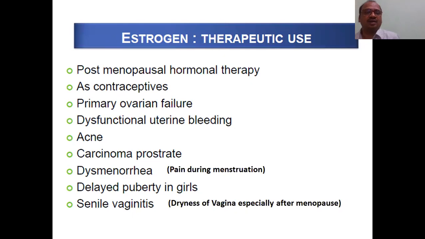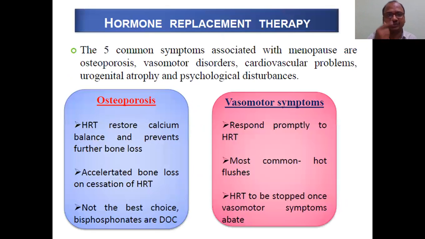Okay. And senile vaginitis, that is dryness of the vagina, especially after menopause. These are for hormone replacement therapy. There are 5 common symptoms associated with hormone replacement therapy, HRT. See, after menopause all these problems will come, then you have to give estrogen.